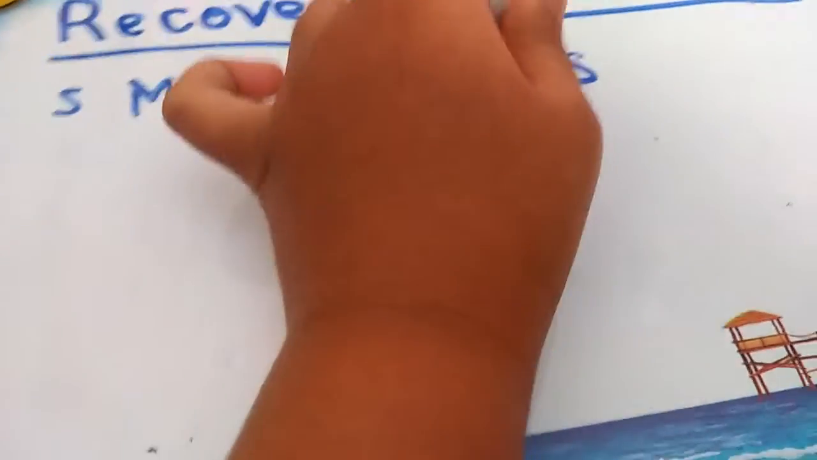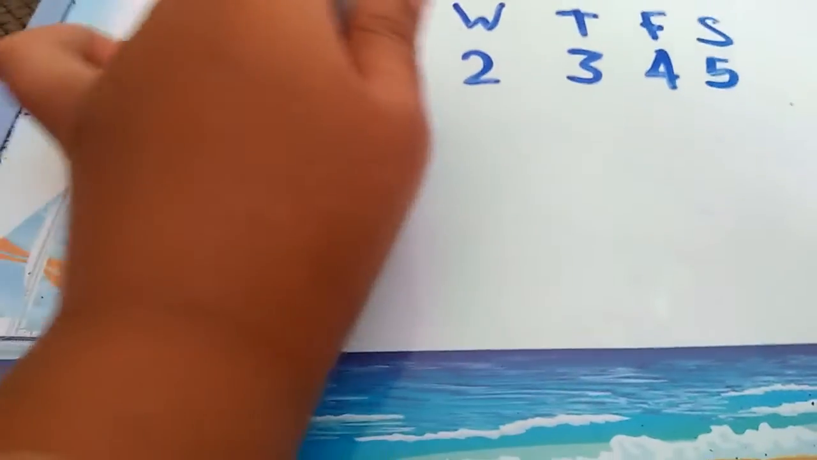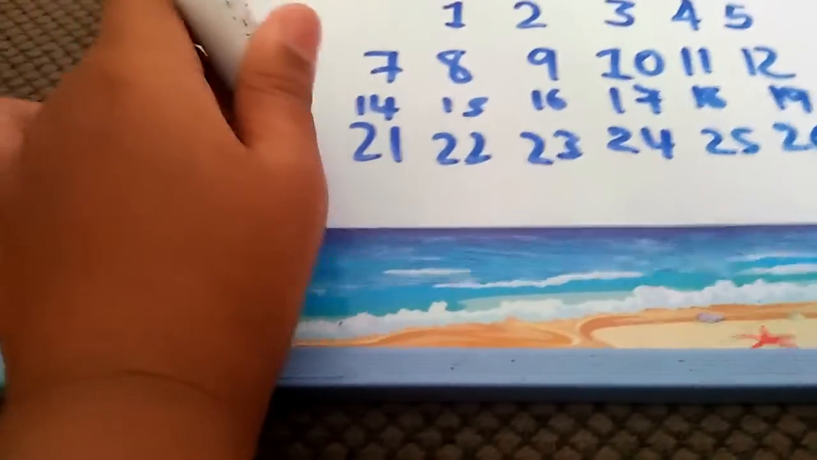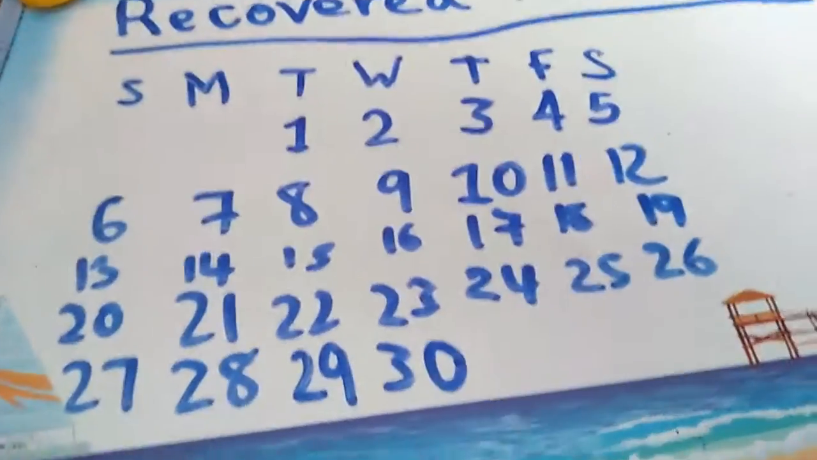1, 2, 3, 4, 5, 6, 7, 8, 9, 10, 11, 12, 13, 14, 15, 16, 17, 18, 19, 20, 21, 22, 23, 24, 25, 26, 27, 28. So this is the calendar of February, and the 22 marks here that it's a Tuesday, and this is the calendar of November, in which Recover Twosday, which is today, is the 22nd of November.